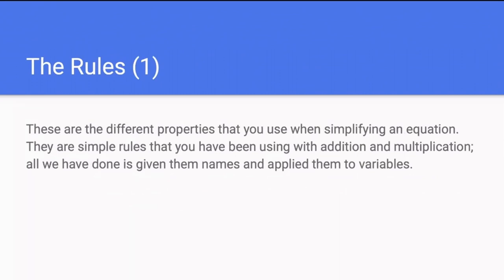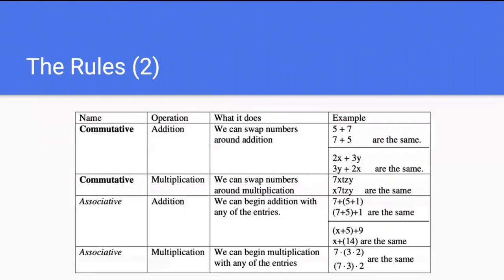Rules. There are different properties that you use when simplifying an equation. There are simple rules that I've been using with addition and multiplication. All we have done is given names and applied them to variables. I would suggest writing these down in these tables and examples.